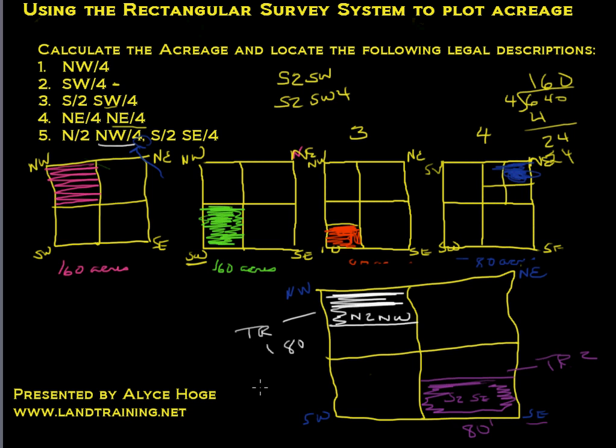So that's how you calculate these rectangular survey system or congressional or Jeffersonian survey system to plot acreage, either for a lease or if you're running title or if you're working a division order and need to understand how to calculate that decimal. This is going to come in very handy for you.